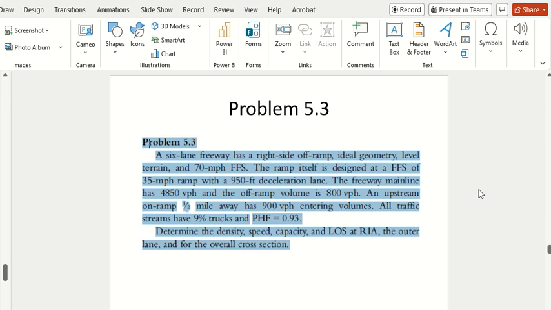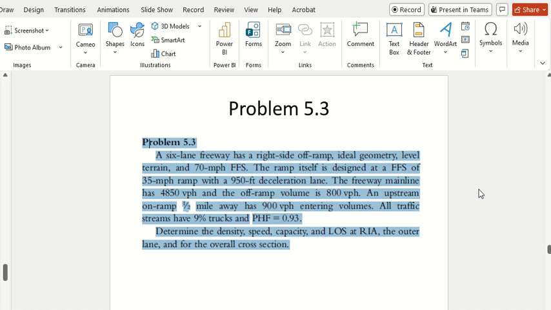The last one had 8 lanes. This one has 6 lanes. So this is quite different from the previous one. So it's a good thing that we are having a chance to do this. Okay, the free flow speed for the ramp and the freeway is given. Okay, so we don't have to find that out.